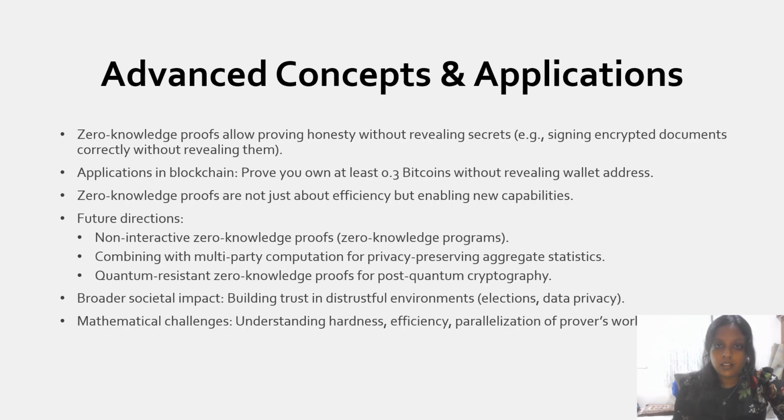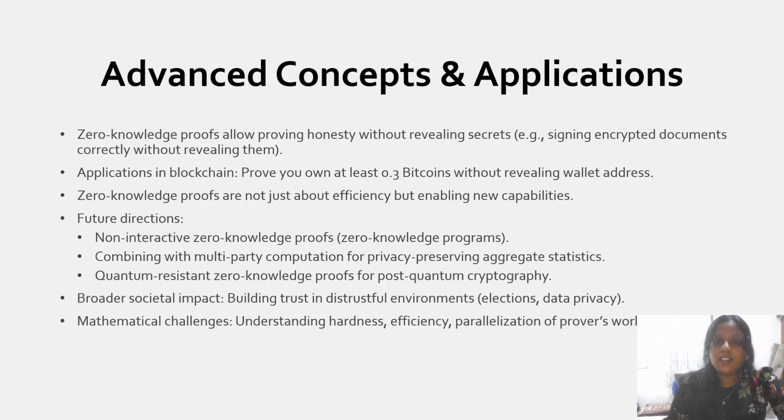But you, as a verifier, trust the prover, that is the person who encrypted the document. You trust him and then you sign the document. And this is another example. So this kind opens new possibilities like proving ownership of cryptocurrency without even revealing your wallet. Zero knowledge proofs are not just about efficiency. They allow things we previously thought were impossible.